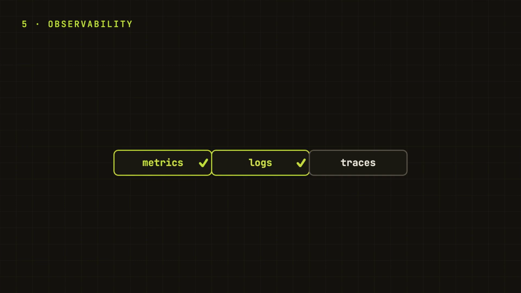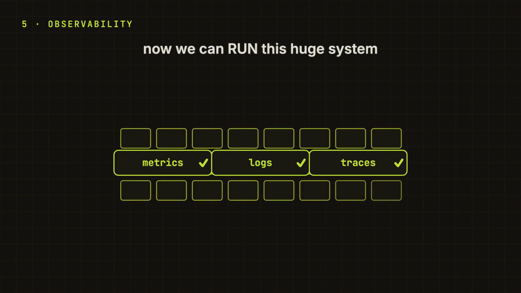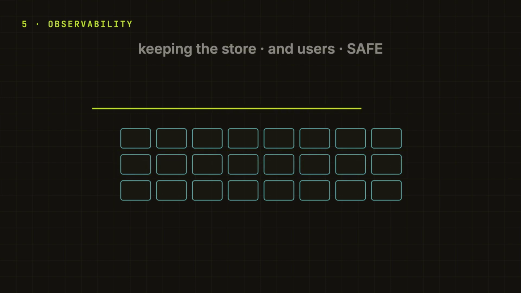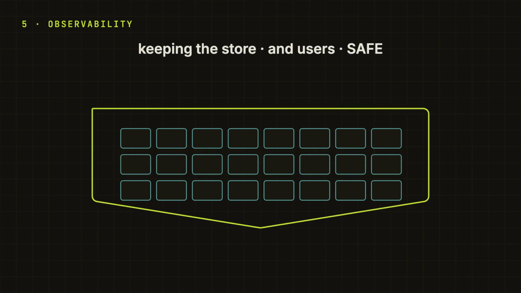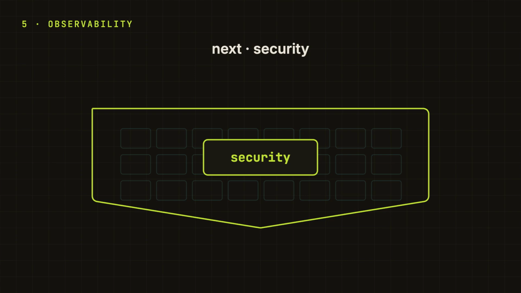So, in our store, observability through metrics, logs, and traces is what lets us actually run this huge system and find and fix problems quickly. Now, there is one area we have touched on but not faced directly, and it runs through everything, keeping the store and its users safe. So, let's finish the building with security.